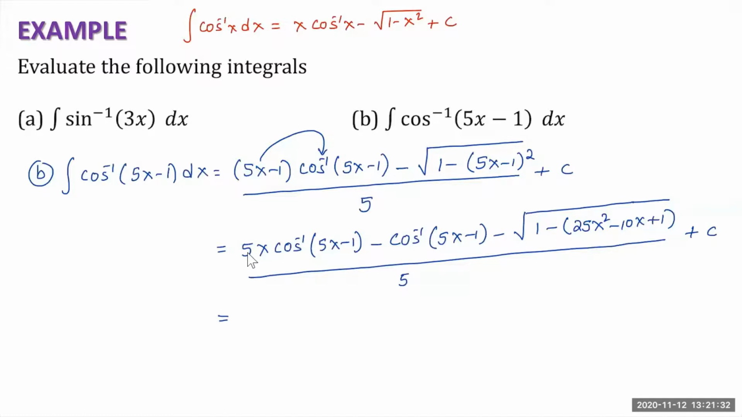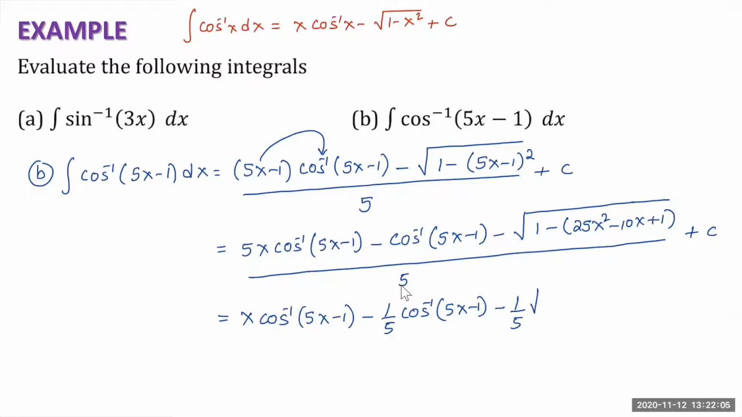Which is equal to, over here in the first term, 5x cosine inverse 5x minus 1 divided by 5. In that case, 5 and 5 will get cancelled. We get x cosine inverse 5x minus 1. In the second term, we are dividing by 5, which can be written as 1/5 cosine inverse 5x minus 1. Then minus, here also we are dividing by 5, so it can be written as 1/5. And then in the square root, I have 1.